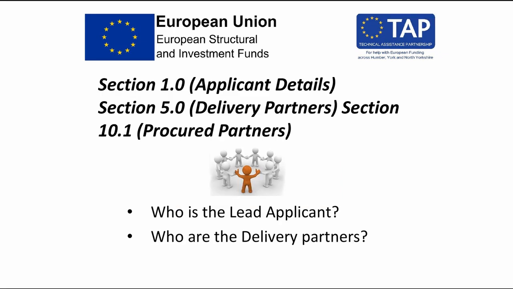Section 1, 5 and 10.1 are looking at the lead applicant. The lead applicant must be eligible to apply and will be the organisation that will have the funding agreement with the managing authority, either Department for Work and Pensions for ESF or the Ministry of Housing, Communities and Local Government for ERDF. These sections also want to know who the delivery partners are, other organisations, contractors or agencies who will be involved in delivering the project.